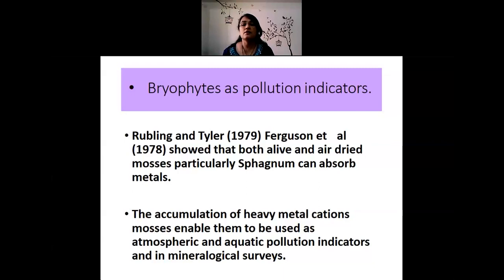It has been shown that both alive and air-dried mosses, especially sphagnum, can absorb metals. The accumulation of heavy metal cations in the mosses enables them to be used as atmospheric and aquatic pollution indicators and in many mineralogical surveys.